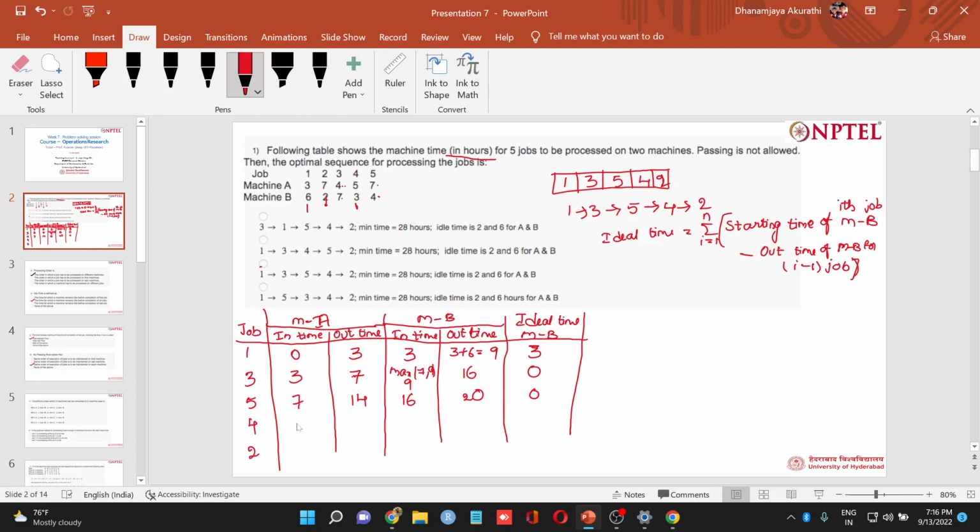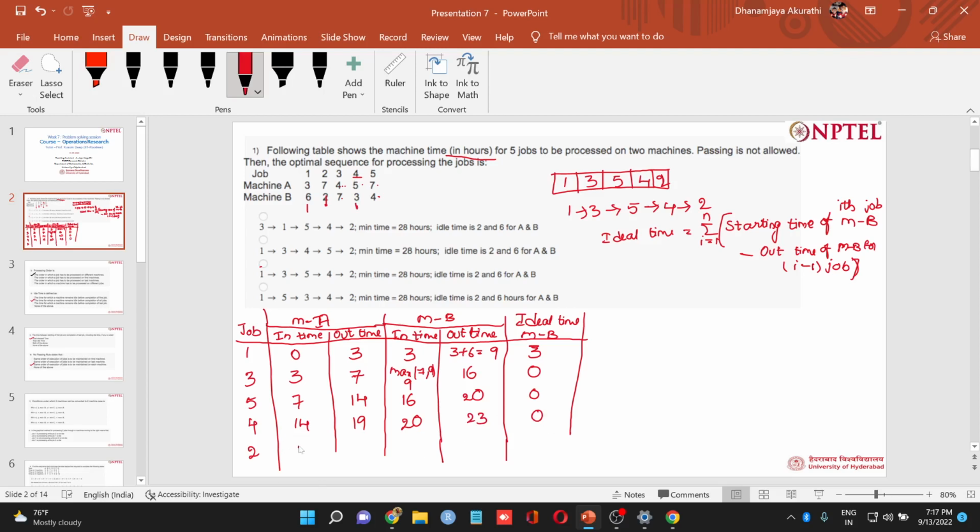the difference is 0. And to process job 4 on mission A, the in time is 14, the out time is 14 plus 5 to do job 4, so it is 19, and the in time for mission B is 20 for job 4, the maximum of 19 and 20 is 20, and the out time for mission B for job 4 is 3 hours, so 20 plus 3 is 23 hours. Here the difference is 0.